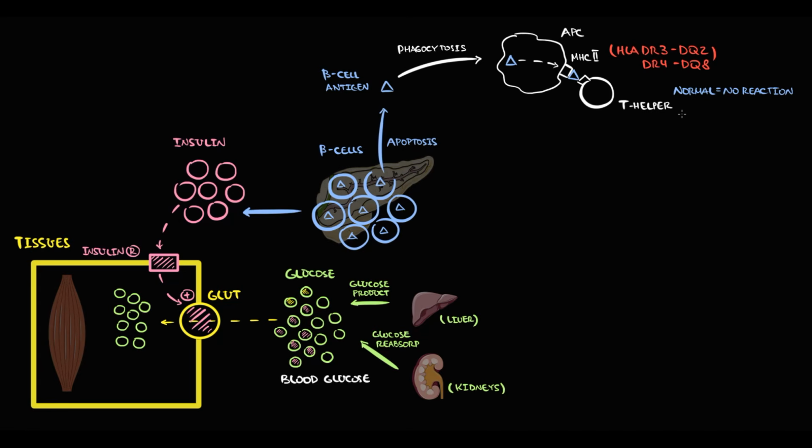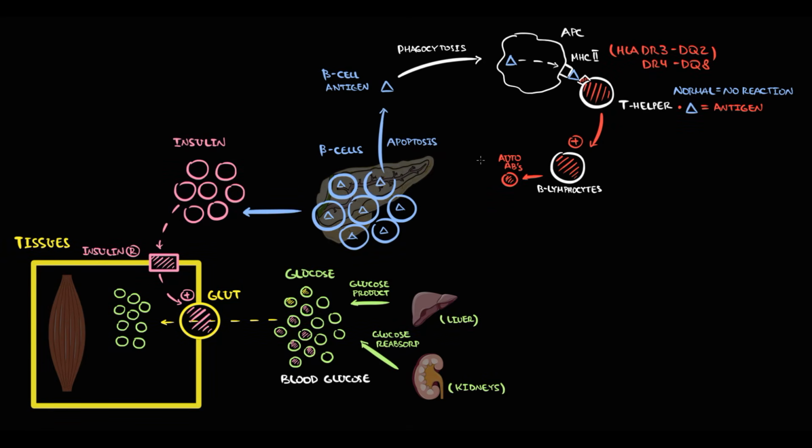So in individuals that have HLA-DR3 and DR4, the MHC2 receptor presents beta cell antigens in an abnormal way, and because of this, T helpers recognize beta cell antigens as something dangerous. So in response to this, T helpers become activated. Once the T helper becomes activated, it induces activation of B lymphocytes. If B lymphocytes become activated, they begin to produce antibodies. B lymphocytes begin to produce antibodies against beta cell components.